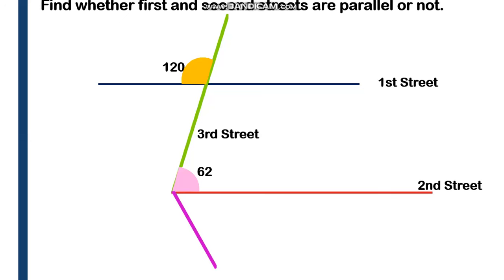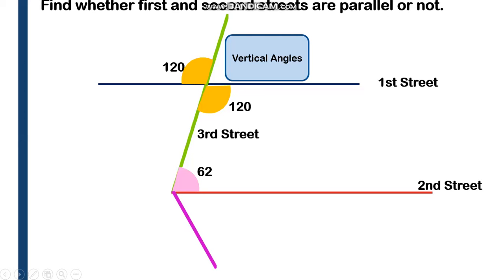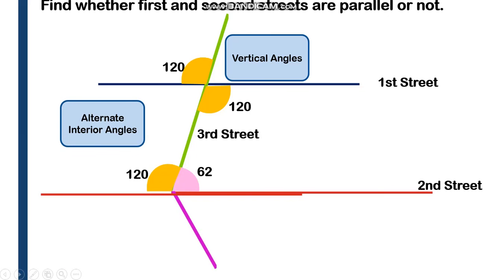Let's look at it. You see that to have two parallel lines, we should have some conditions. We know that these two angles are vertical angles. So this angle also equals 120. Let's extend our second street. And we can see that these angles are alternate interior angles. So this yellow angle also equals 120. So do you see?